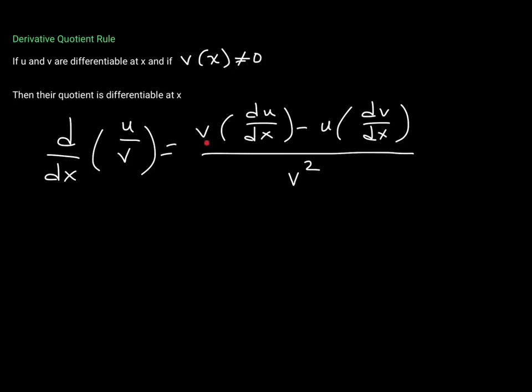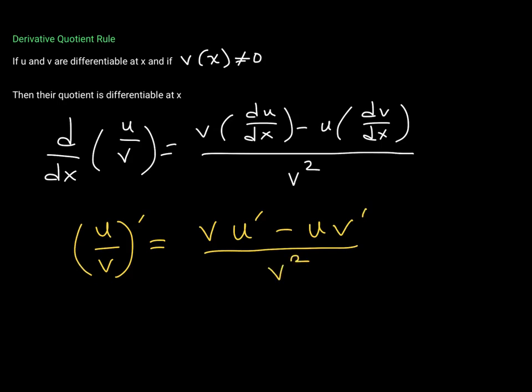It is the denominator times the derivative of the numerator minus the numerator times the derivative of the denominator, all divided by the square of the denominator. All right. So in prime notation, if this helps you, the derivative of u over v, that is (u over v) prime, is v times u prime minus u times v prime all over v squared, if that helps you.